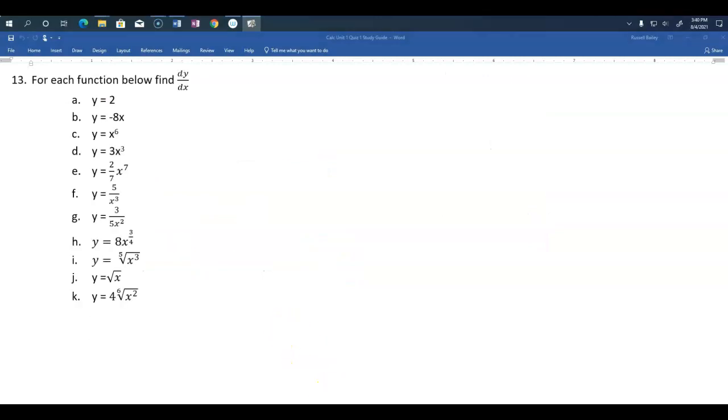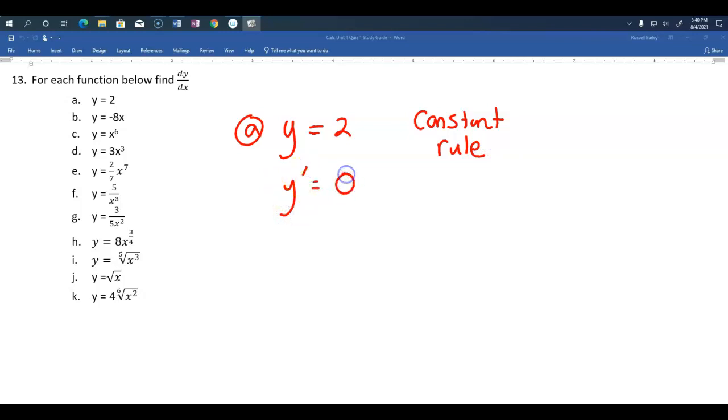All right. The rest of our problems here are just applying the 3 derivative rules that we've learned so far. So let's go ahead and begin. So for part A, anytime you have y equals a number, this is what's called a constant function, and therefore we're going to apply the constant rule. The constant rule says that anytime you have a constant function, its derivative is always 0.